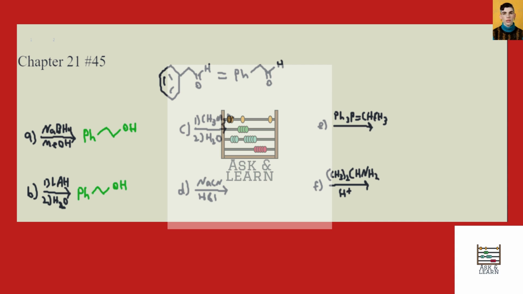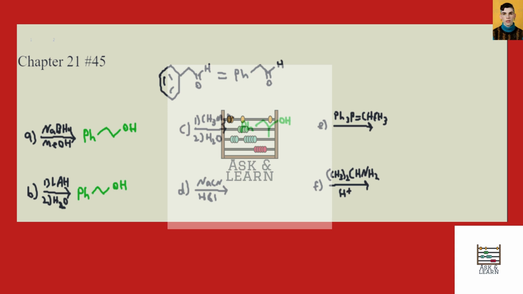For C, we are using a Grignard reagent. And so we will add a methyl group and reduce our aldehyde to an alcohol. So we've added a methyl group and we have an alcohol as the residue of our aldehyde.